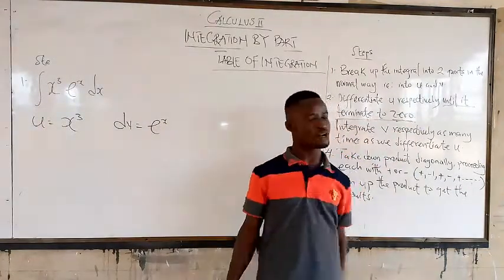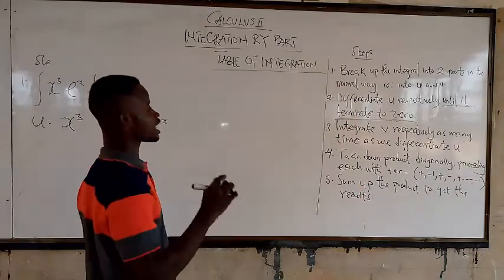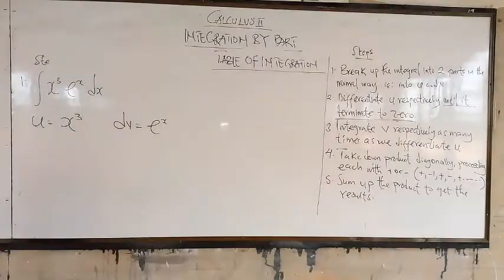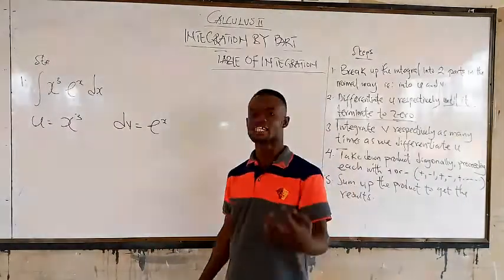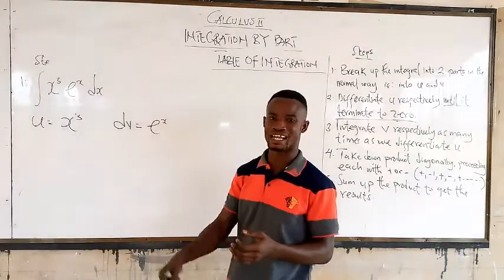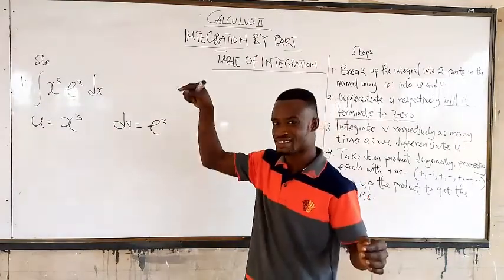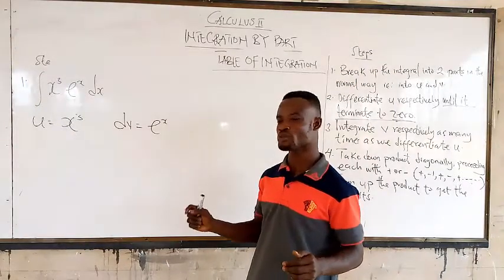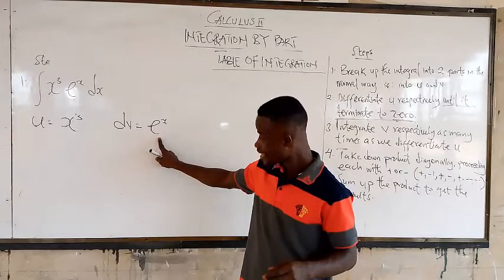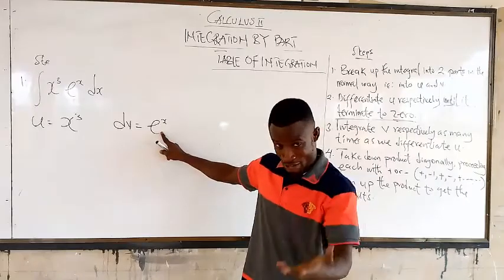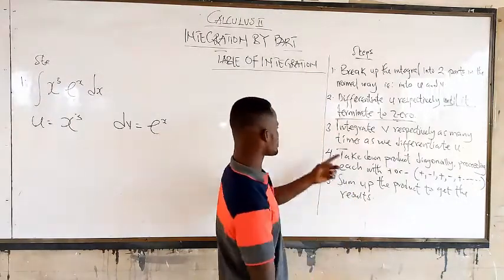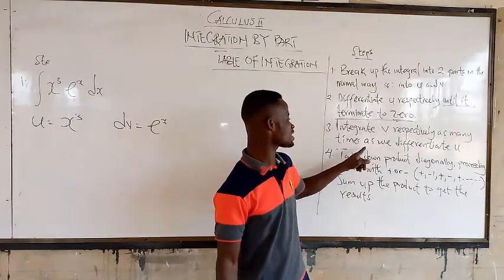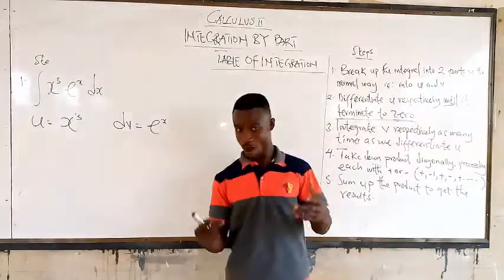Differentiate u respectively until it terminates to 0. That is why if you pick u to be the polynomial, it's going to help you, because anytime we differentiate, the power will reduce by 1. So it terminates to what? 0. That is what happens to the polynomial. But with this, if you differentiate 8,000 times, it's still e raised to power s. Even if you integrate 8,000 times, it's still e raised to power s. So three, integrate v respectively as many times as we differentiate u. I hope you can see that.